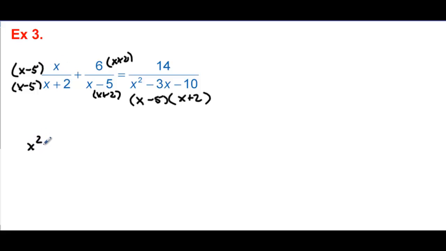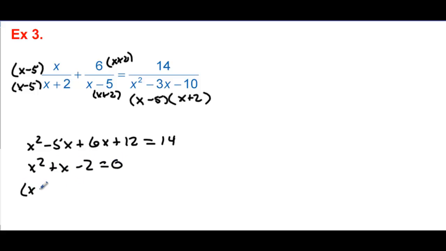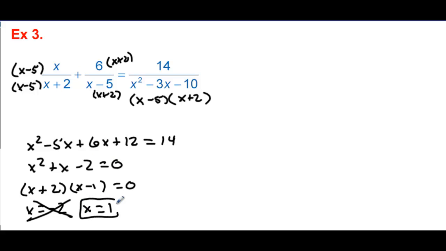Here we have x squared minus 5x plus 6x plus 12, and that's equal to 14. We have x squared plus x minus 2 equals 0. X plus 2, x minus 1 equals 0. So x equals negative 2 and x equals 1. Now the bad answers that we could have are negative 2 and 5. So this is a bad answer. It would cause the denominator to be 0. So the good answer is x equals 1.